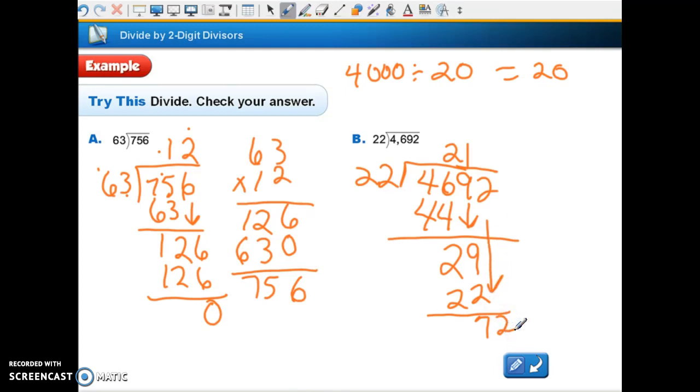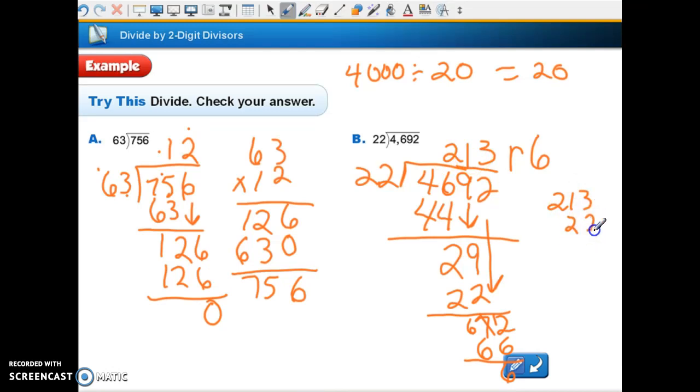And how many 22s in 72? Well, 2 times 2 is 4, 2 times 3 is 6, 2 times 4 is 8. So 4 is going to be too big, so let's do 3. And 3 times 2 is 6, and 3 times 2 is 6. And if I subtract, got to do a little regrouping here, 12 minus 6 is 6. So I have 213 remainder 6.